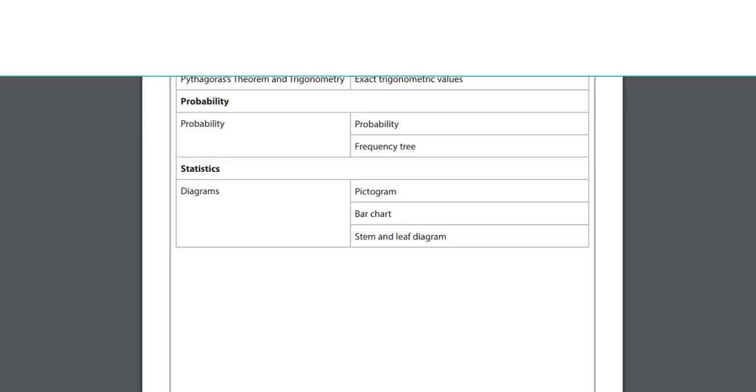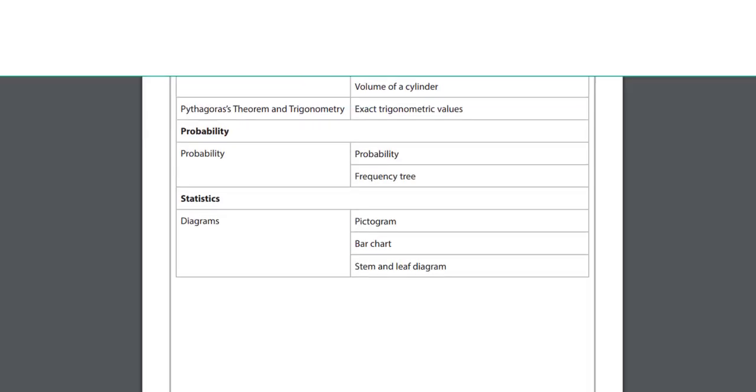This paper is the second part of the advanced information. So if I just go over to the advanced information, we are covering the probability, frequency tree, and in the statistics section we are covering pictogram, bar chart and stem and leaf diagrams. And also I'll be covering solving quadratic equations.